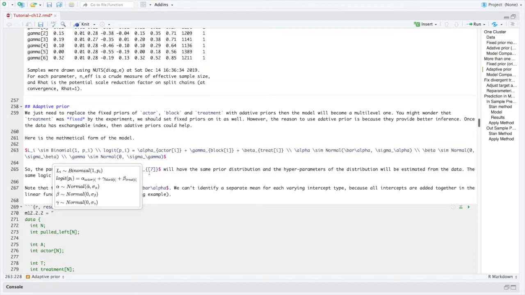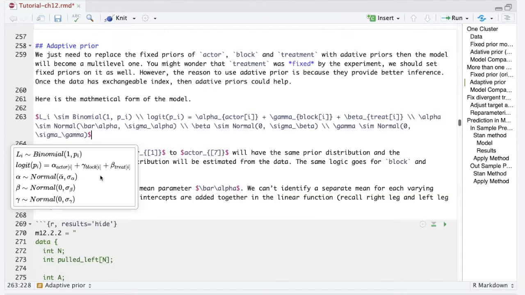You might wonder, since treatment is fixed by the experiment, why do we need to set an adaptive prior on it rather than a fixed prior? The reason to use an adaptive prior is that it provides better inference. As I've mentioned, setting the adaptive prior allows information to be shared across different groups, or across different data in the same group. So once the data are under the same cluster, the adaptive prior can help. Let's dive into the mathematical form of the adaptive model.